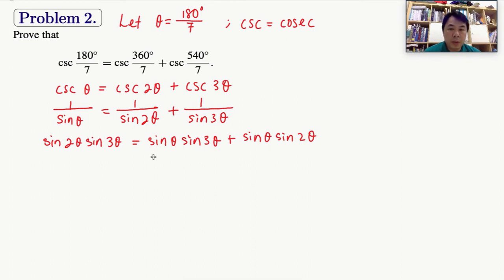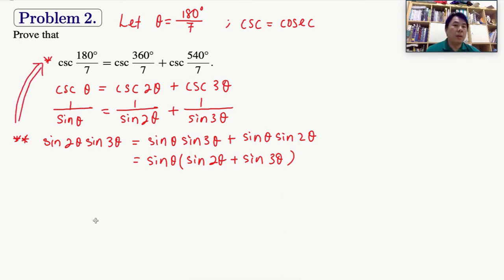Okay. And then we notice that we can factorize this, so I can write this one down as sine theta, if I arrange them in a particular order, sine 2 theta plus sine 3 theta. Okay, now that's what we have here. I'm going to make a marking there. This is what we are going to prove. Instead of proving this, we are going to prove this. By proving the double star here, it implies that we are able to prove this. Okay, now that will be our strategy here.